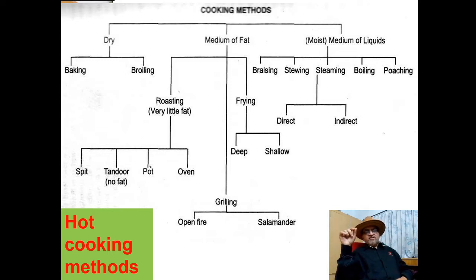Moving on to the moist methods of cooking foods. There are five methods of cooking foods using water. They are braising, stewing, steaming, boiling, and poaching. Steaming may be direct or indirect.